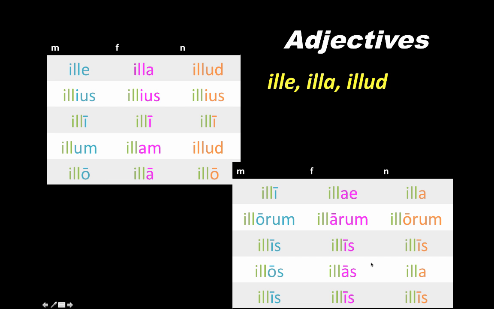First, let's take a look at ille, illa, illud, and all of these words here mean that. The same thing follows. We've got the ius in the genitive and the i in the dative. Everything else would follow pattern. Just be careful that this is ille and this is illud. Down here, everything according to pattern.